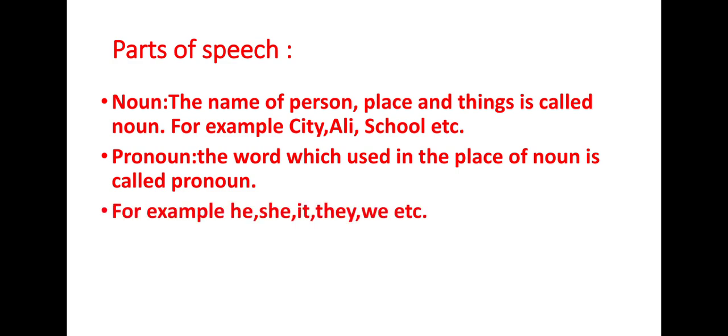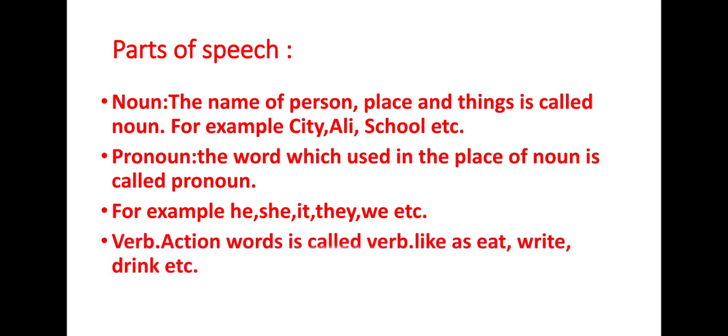For example, agar sentence ho, Ali is a good boy. Pronoun kya hai? The word which is used in the place of a noun is called pronoun. Jo ki noun ki place par ismaal ho. Ali boy hai aur boy ke liye he use hota hai, to hum wahan pe likhte hain he is a good boy. To he kya hoga? Pronoun hoga. For example, he, she, it, they, we, etc.